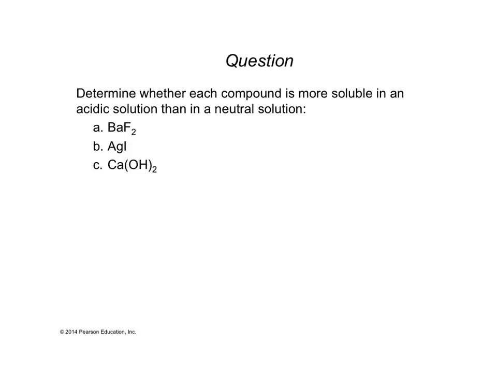Okay, so for each of these, we're again looking at whether or not these are more soluble in an acidic versus a neutral solution. If we look at the first one, we've got barium fluoride dissociating into barium 2 plus and 2 fluoride ions. An acidic solution has a bunch of hydronium ions, so I'm just going to represent that as H plus. The H plus would react with things that are either strongly basic or weakly basic and remove them from solution by forming either water or the conjugate acid.